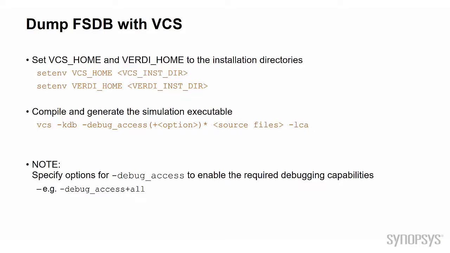To dump FSDB with VCS, you first need to set VCS home and Verdi home to the installation directories, and then compile and generate a simulation executable with the debug access option. The debug access option enables debugging capabilities. You may specify additional options to enable the required debugging capabilities. For example, debug access plus all enables the complete set of debugging capabilities. For more options of debug access, please refer to the documentation for details.